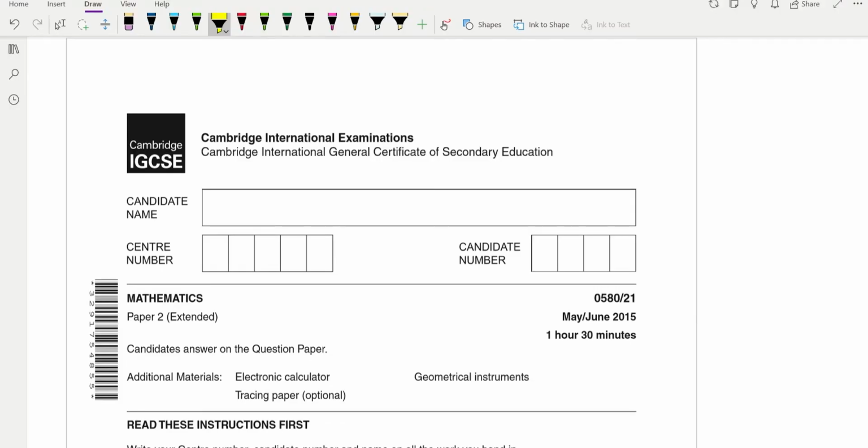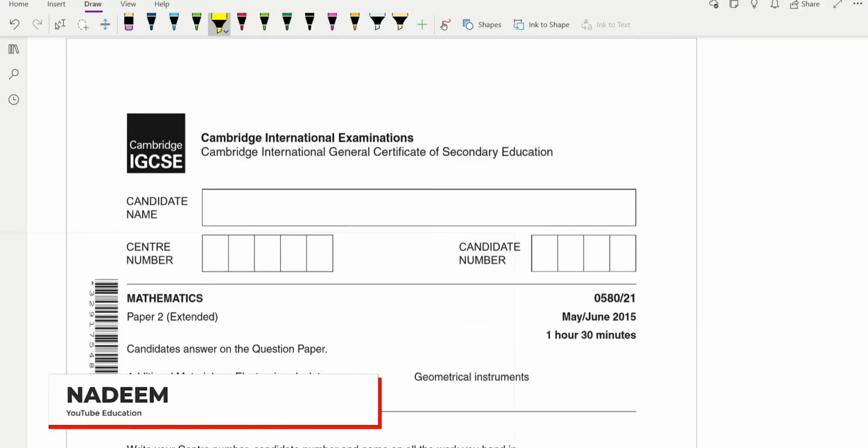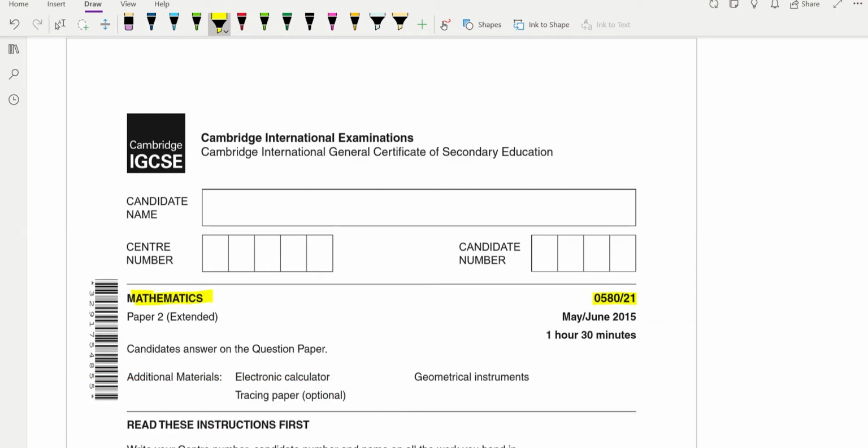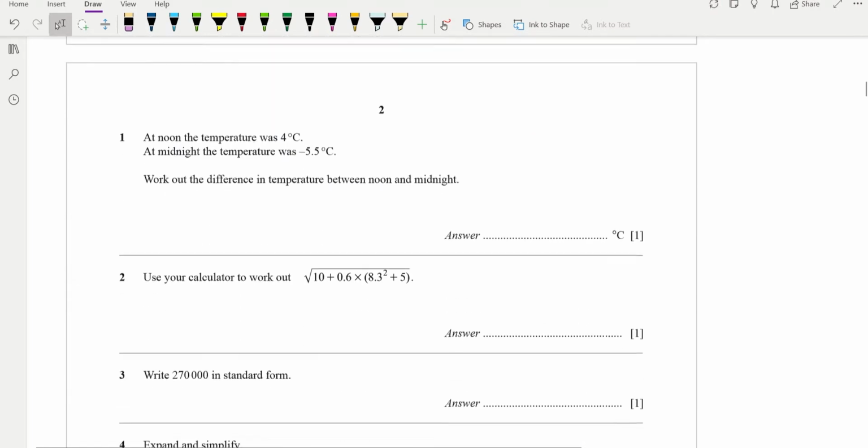Hello everyone, today we'll be going through IGCSE Cambridge Mathematics. This is 0580/21 May/June 2015. So let us move to question number 1.